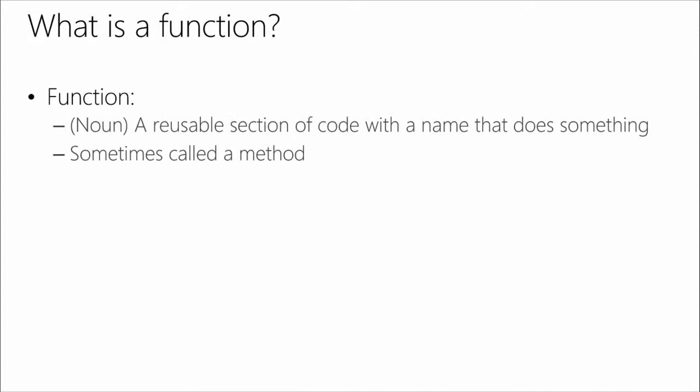I think the simplest way to put together a function is to define it in English. It's a noun. It's a reusable section of code that has a name that does something. And the big point that I want to make here is that what it does is sort of irrelevant. What it does can be all the different things that we've already learned to do.